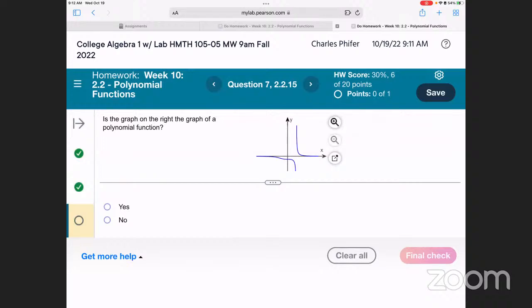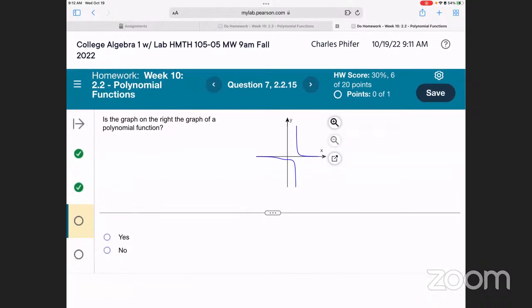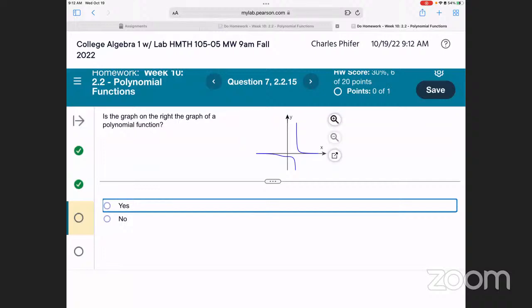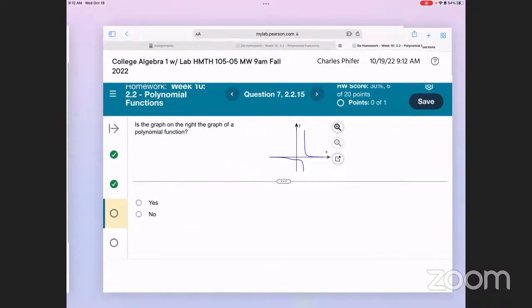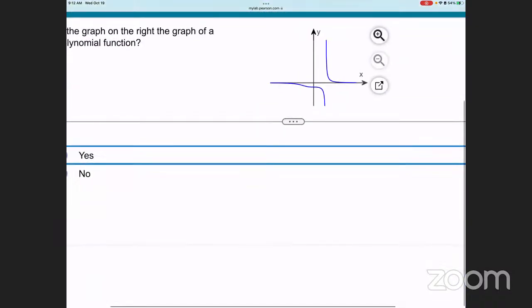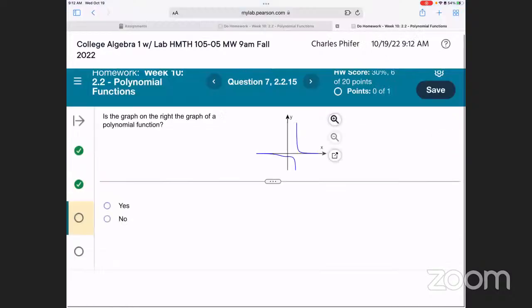This thing still has not resolved itself. Should have, there it is. I click on here, there it is.